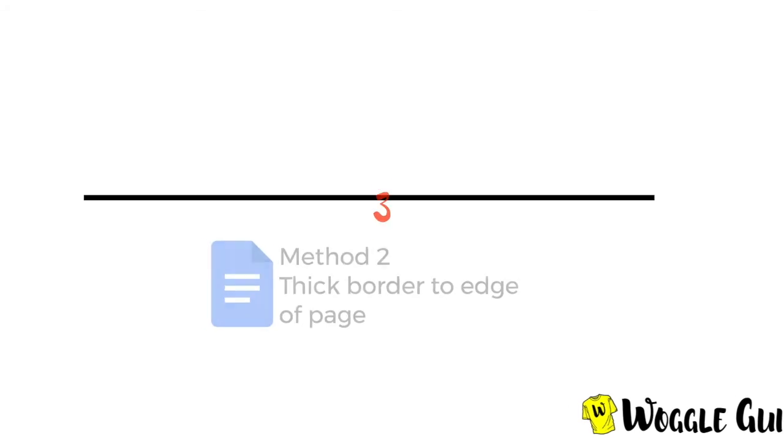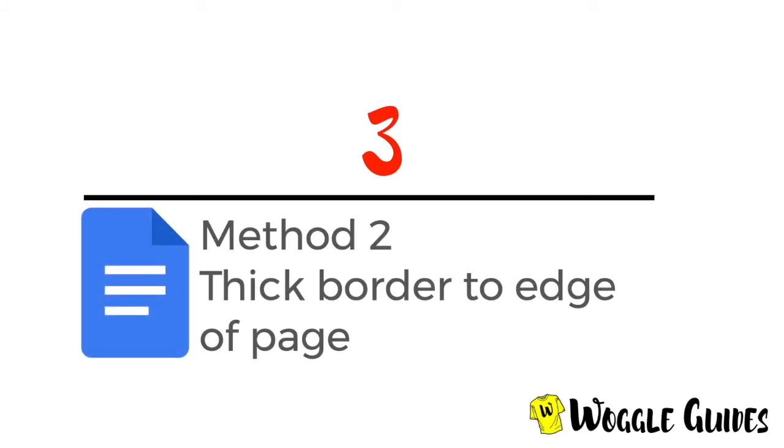Now I'll move on to show you how to create an alternative style of page border that uses different colours for the margins and the body of the document.